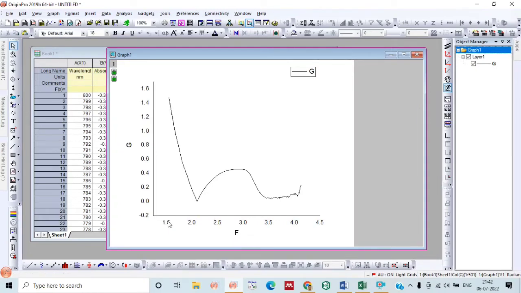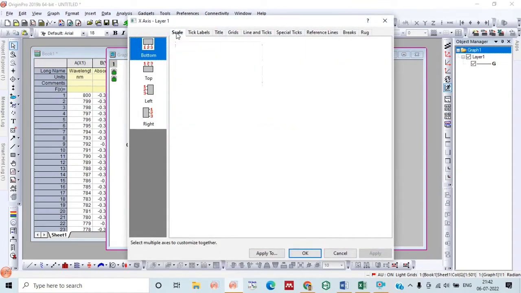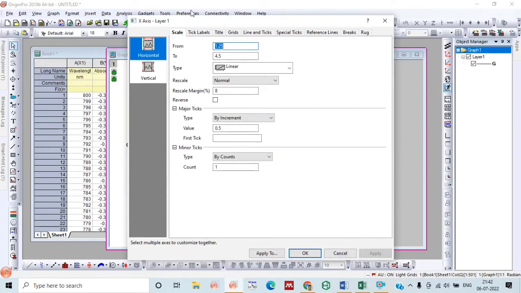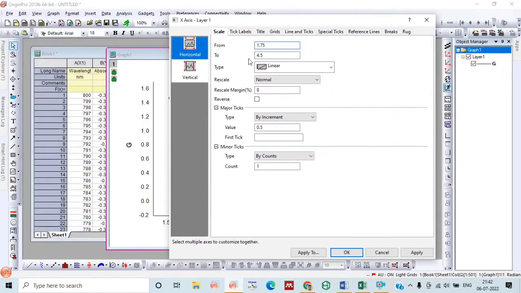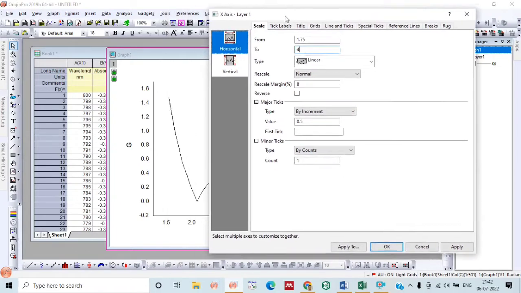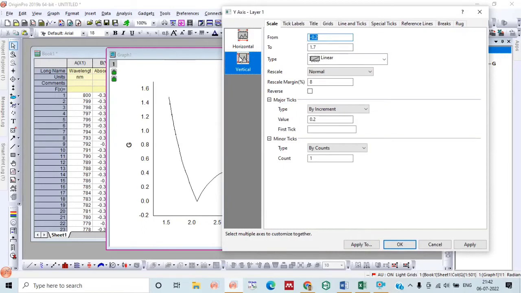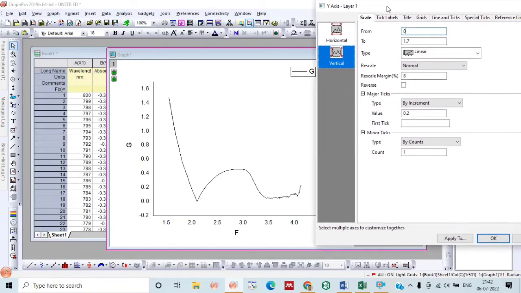So first we will rescale the X axis. We will take its value from 1.75 to 4. And always remember, the Y axis should start from 0 so that it is easy to calculate the band gap.